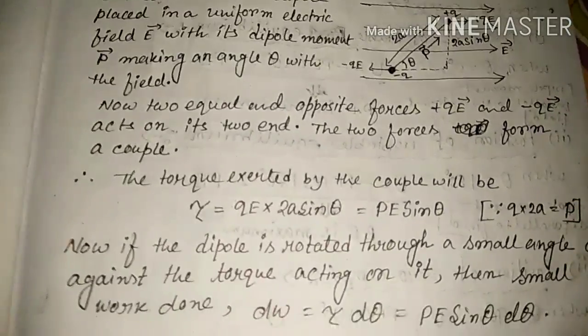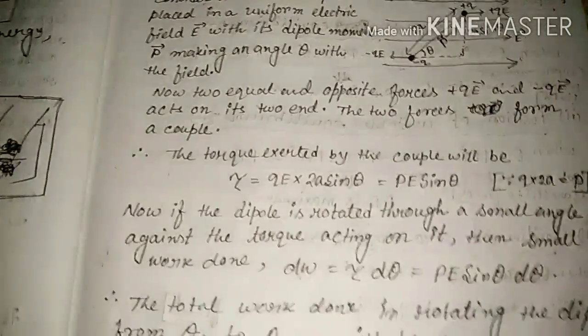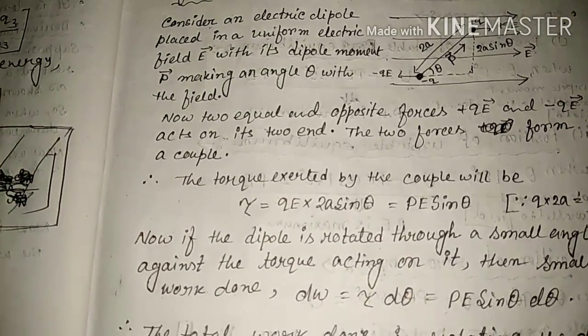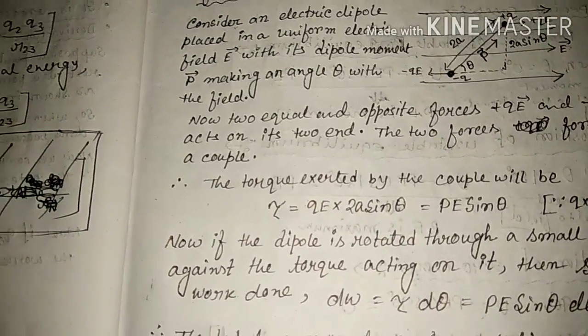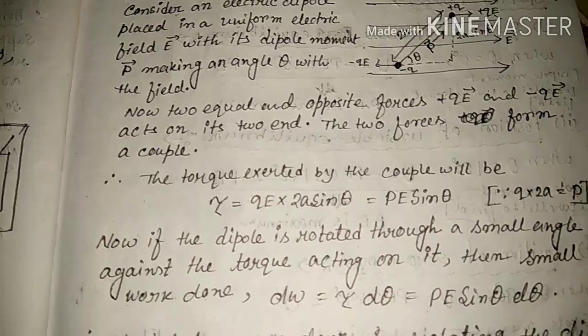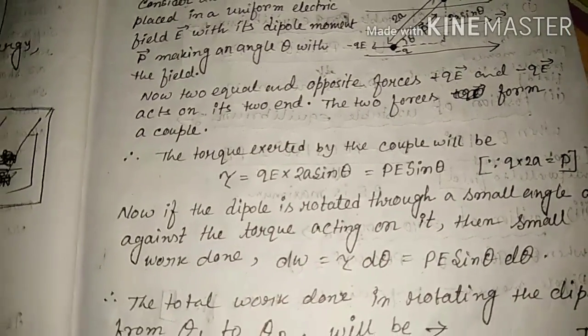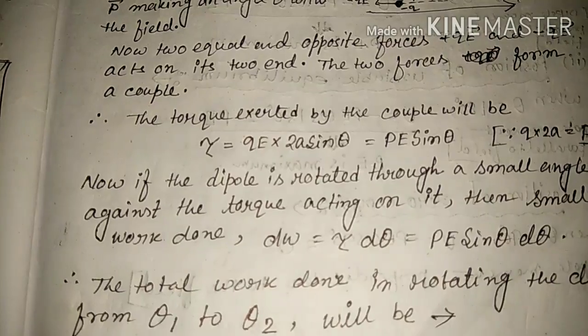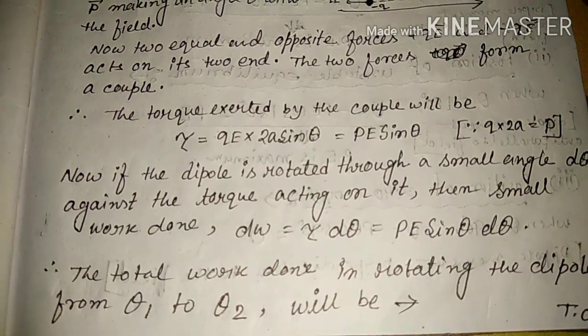And we know from the definition of electric dipole moment, dipole moment means q into 2a, charge into the distance between them, that is called p. So in place of 2a into q, we can write pE sin theta. So tau equals pE sin theta.